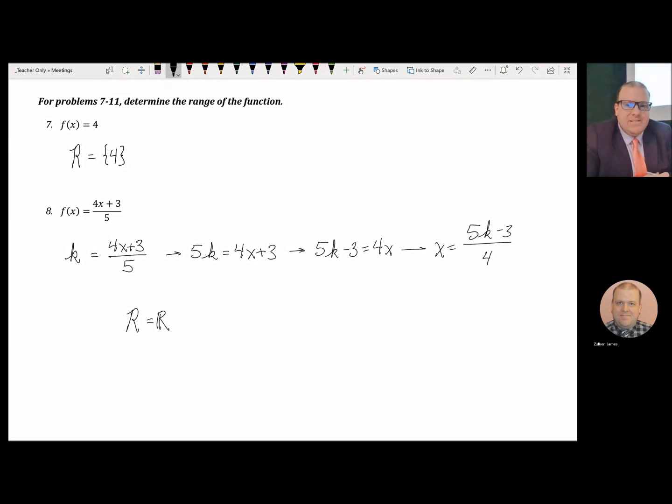So what does that represent? The R means the range is all real numbers. What that means is this function can spit out every single real number.